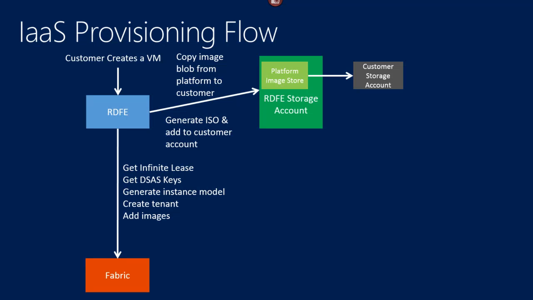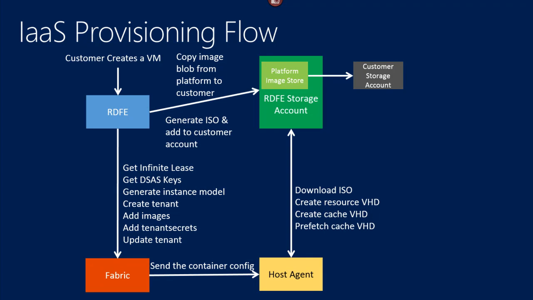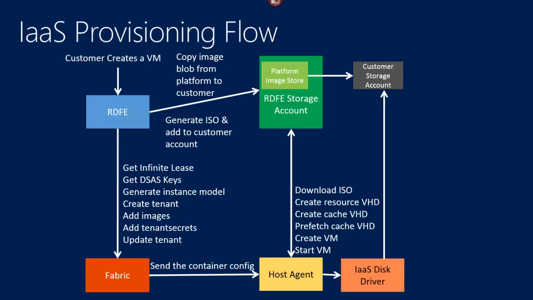And we create the tenants, what we call tenants, or what we call VMs. We add the images to the Fabric controller, add tenant secrets, update tenants, and send the container configuration to the host agent from the Fabric controller, which downloads the ISO, creates a resource VHD, which I'll talk about later, creates a cache VHD, prefetches the cache VHD, creates a VM, starts the VM, and launches the IaaS disk driver, which then starts talking to your blob.